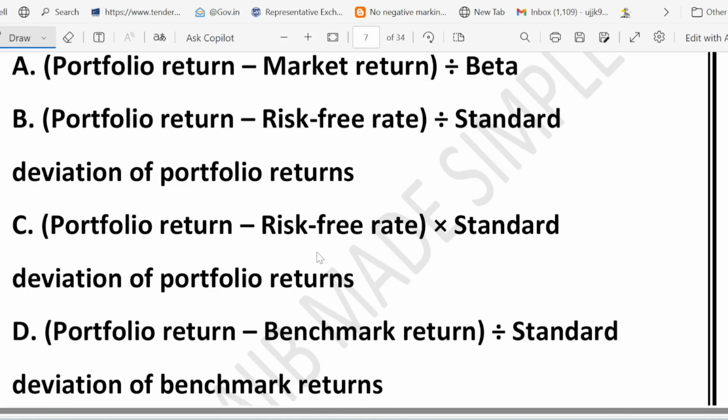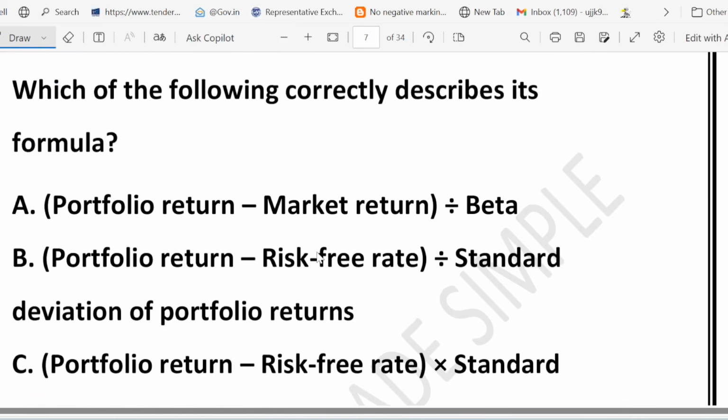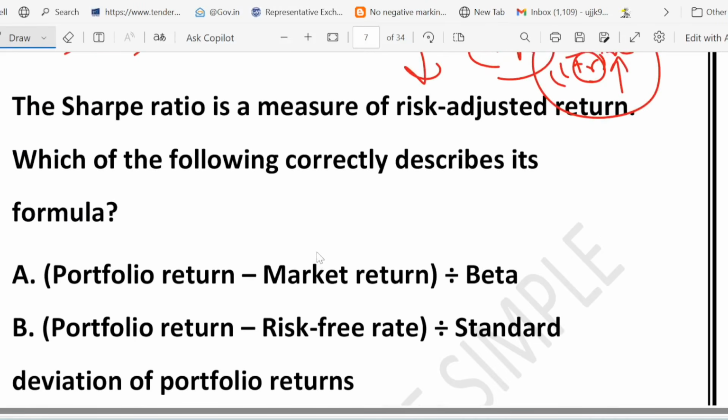So friends, you can think of the Sharpe ratio as a way to measure how much return you are earning for every unit of risk, right? How much return you are earning, that is called Sharpe ratio. Basically, it compares your portfolio return to a risk-free investment.